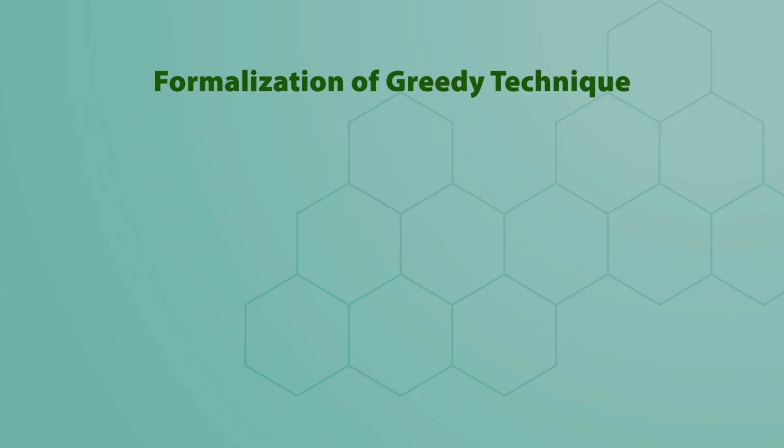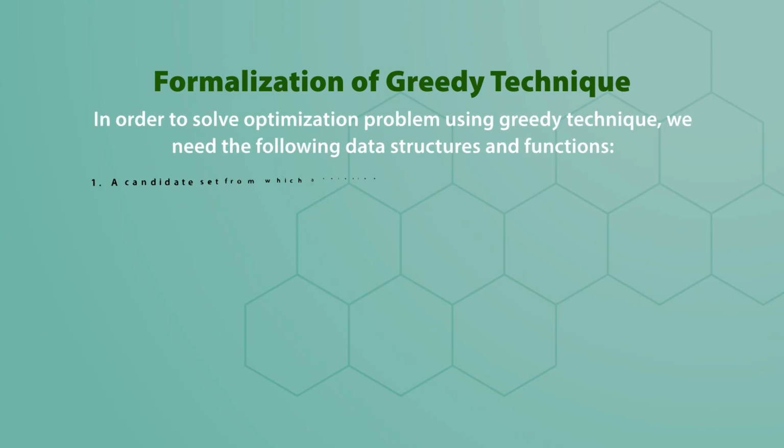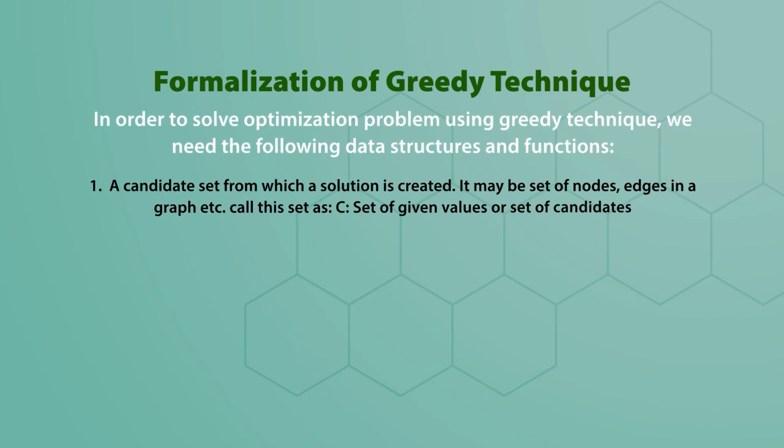So how do I formalize this, the greedy technique formalization? Again, a candidate set from which a given solution is created, it may be nodes, edges in a graph, etc. We are calling this a set of given values or a set of given candidates. So firstly take out the candidates from the set, and then one by one take a candidate, examine it, and then put it into the solution set.